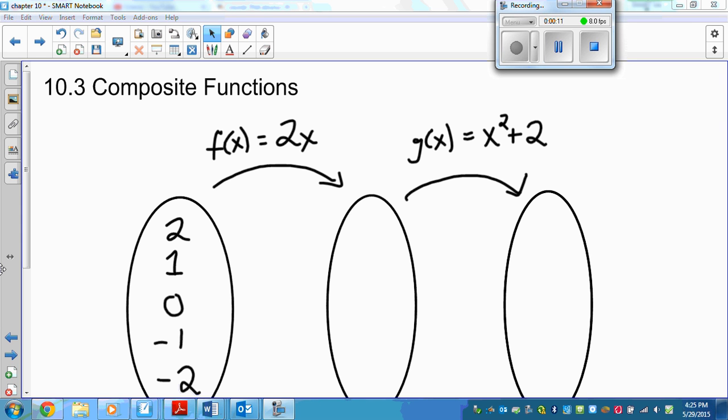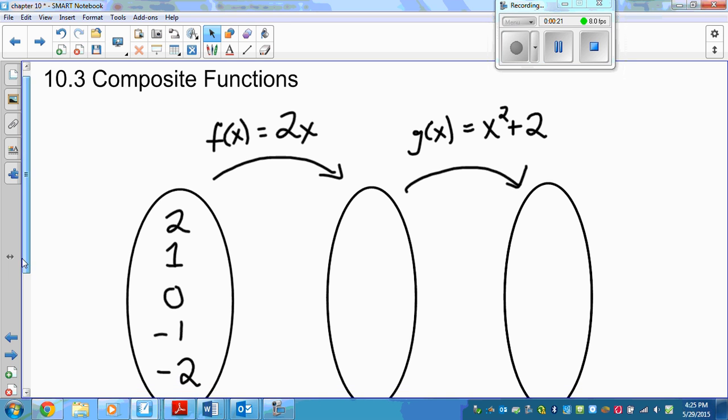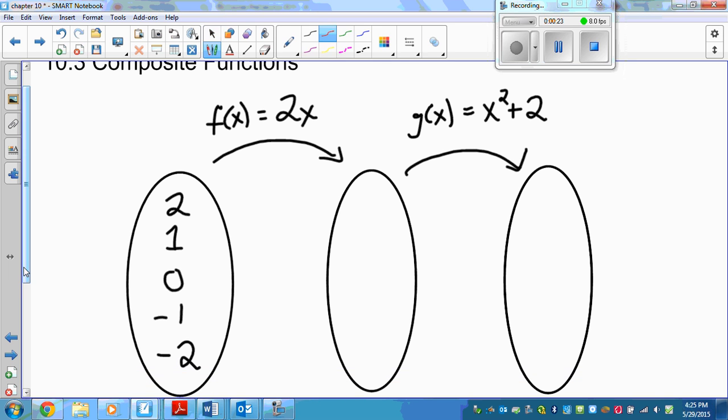Okay, so what we're going to do is take an x value here and multiply it by 2. That's the function f of x, just a different way of looking at things. So 2 times 2 is 4. And now I'm going to put this 4 into g of x. So 4 squared plus 2, 16 plus 2, is 18.